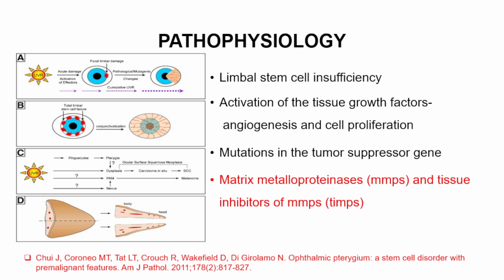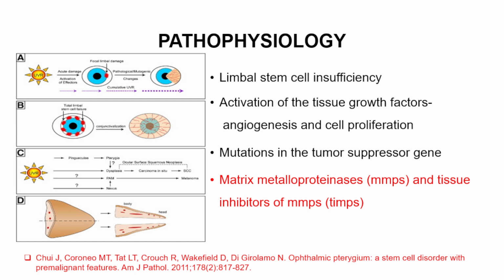Pterygium is seen in persons with less limbal stem cell reserve, and on chronic exposure to UV rays in the sunlight these patients develop certain changes. This limbal stem cell deficiency, on chronic exposure to ultraviolet rays in the sunlight, triggers tissue growth factors like matrix metalloproteinases, tissue inhibitors of matrix metalloproteinases, and certain other cytokines and interleukins, which lead to the formation of pterygium. There are three hypotheses that you have.